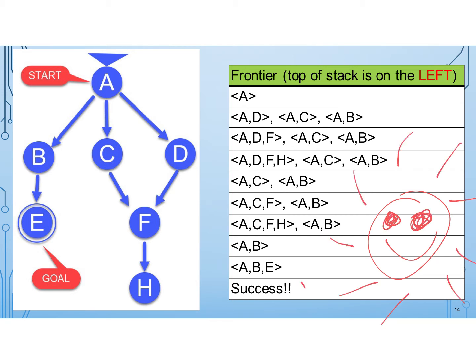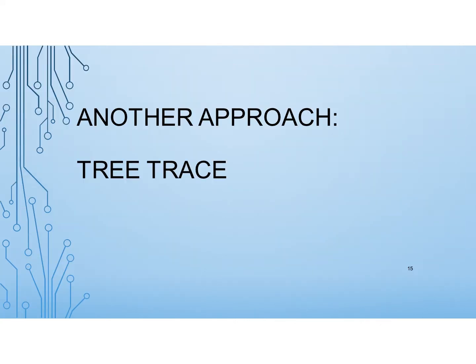There you go, success. Okay, so we have found a path. Our path is the last thing we popped, which was ABE, right? ABE, beautiful. Okay, so that was one way that we can describe and keep track of what we're doing, trace what we're doing when we are trying to solve a graph.